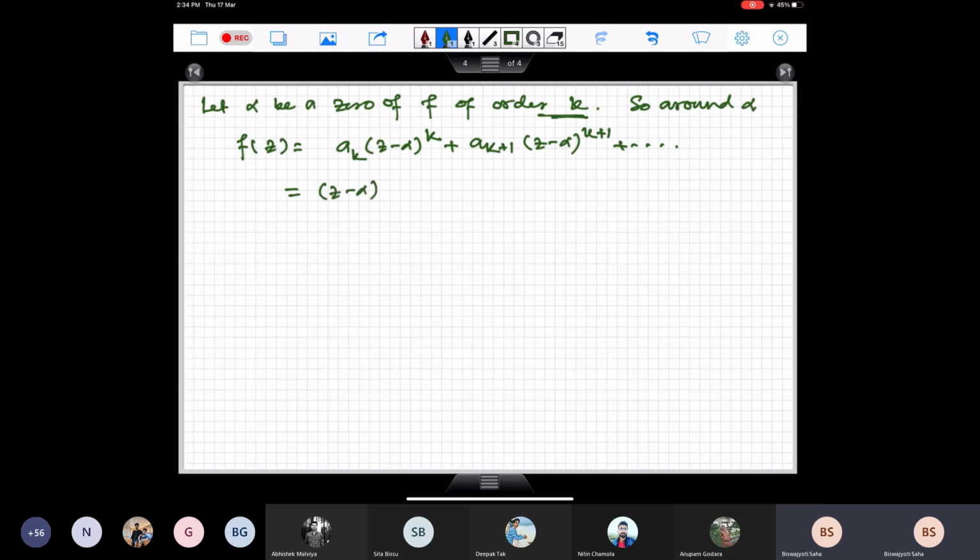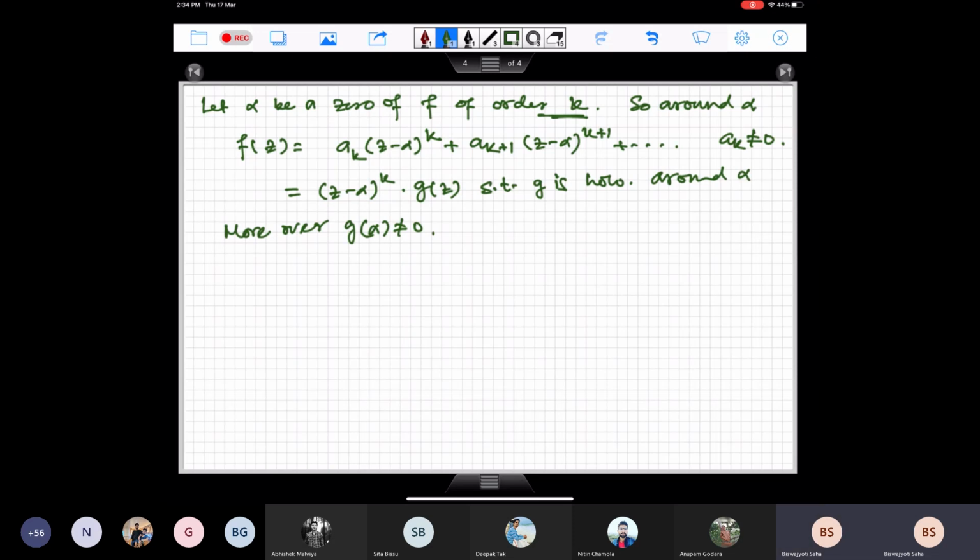So I can take out (z minus alpha) power k common, times some g of z, such that g is holomorphic around alpha. Fine, if g is holomorphic around alpha, that's good. Now moreover, g of alpha is not equal to 0. So I have taken out all the powers, all the zeros, away. Here I can write a_k is not equal to 0. Okay, great.